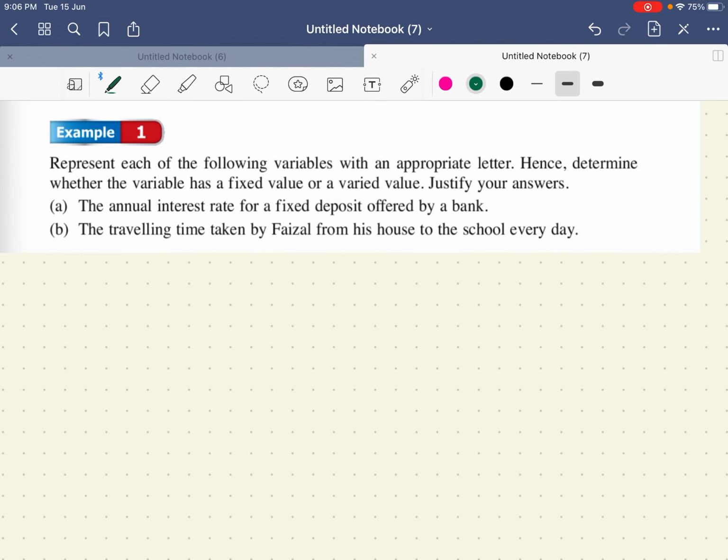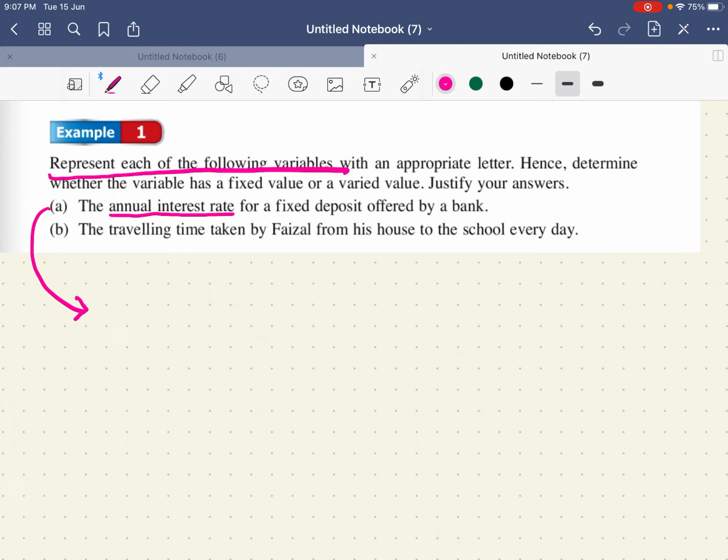Example dia ni bombastic sikit. Contoh yang pertama, dia nak you represent the variable for the case here. We have two cases, A and B. A, annual interest rate for a fixed deposit offered by a bank. So, annual interest rate, amount lah. Amount interest. Bukan keuntungan, interest ni. Faedah, okay, dekat bank.